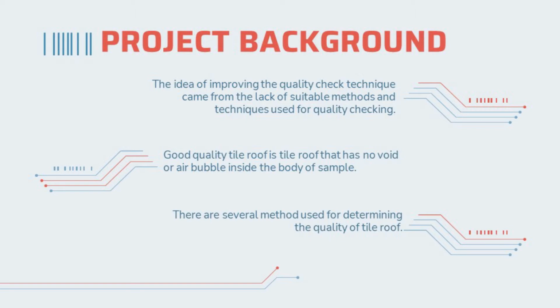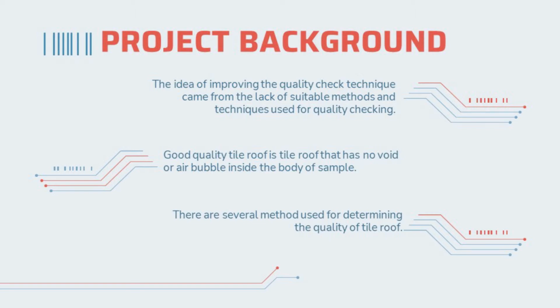The idea of improving the quality check technique came from the lack of suitable methods and techniques used for quality checking. Good quality tile roof is a tile roof that has no void or air bubble inside the body of the sample. There are several methods used for determining the quality of tile roof.